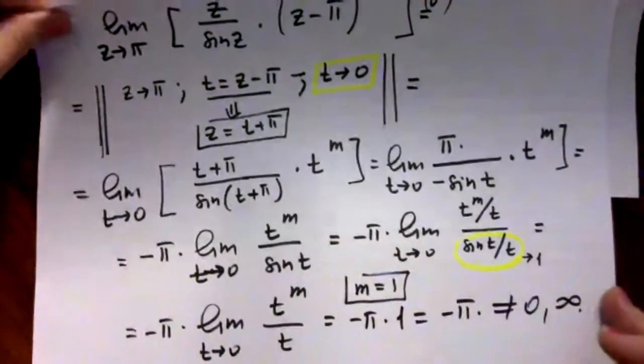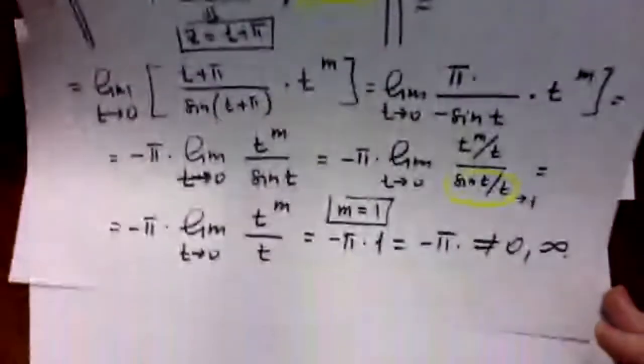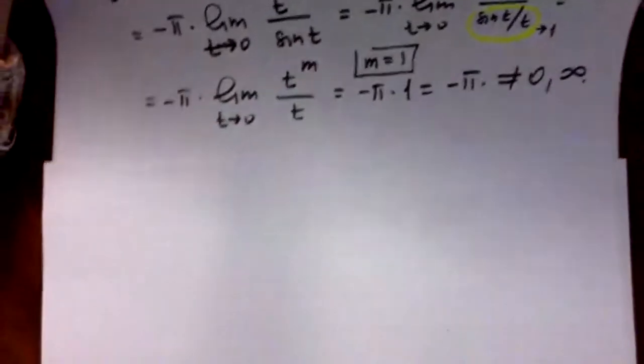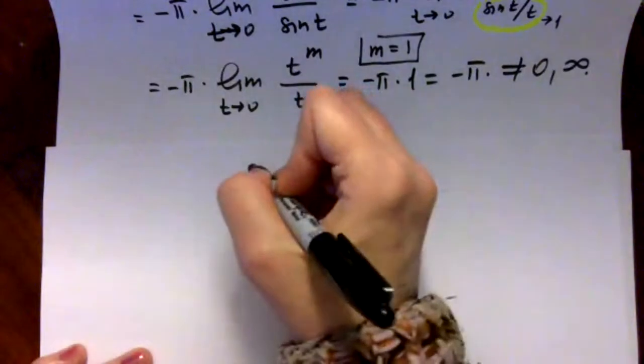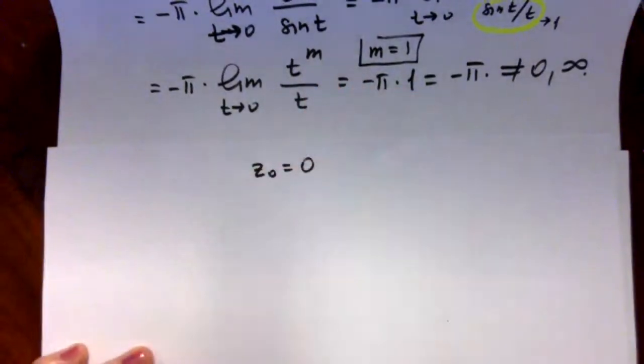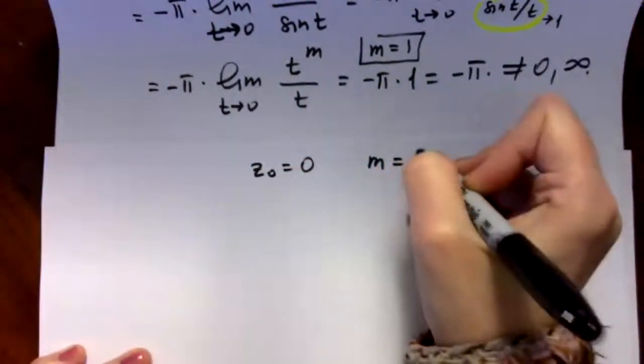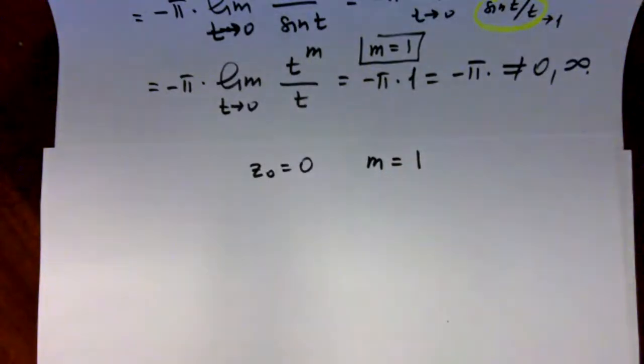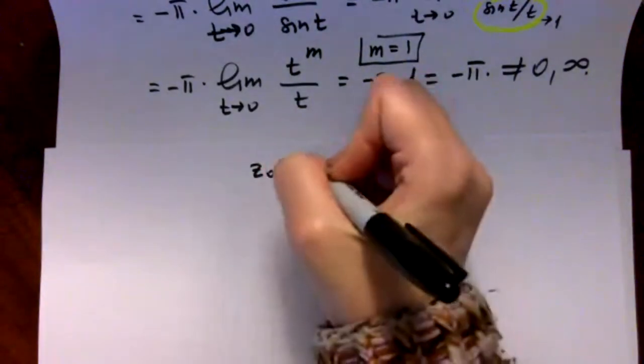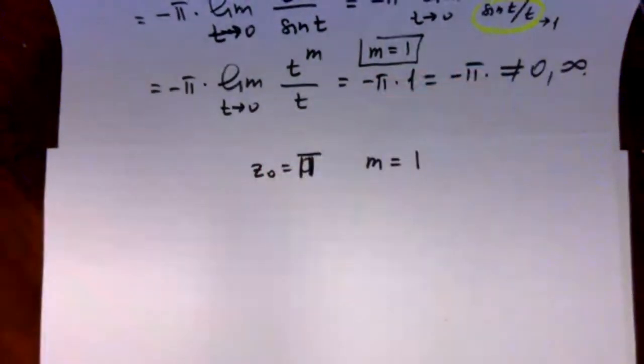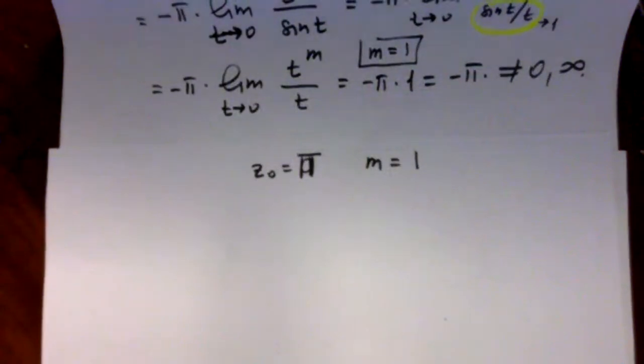So our conclusion is pretty similar to the conclusion made in some previous examples. The order of the pole is 1 again. So let me write it down. z is equal to 0. Order of the pole is 1 again. And oh no, it wasn't 0. It was pi. You remember? It was pi. I must have made a mistake.